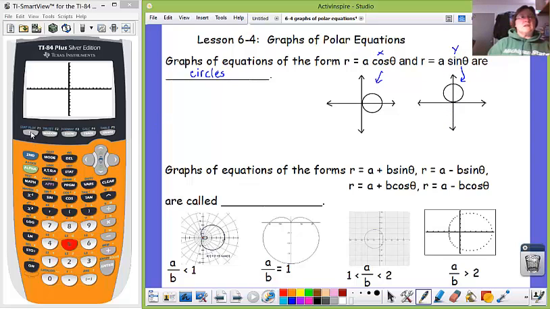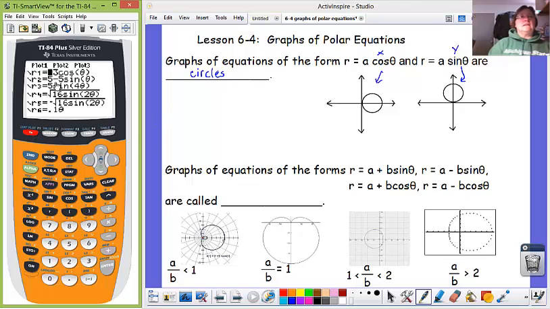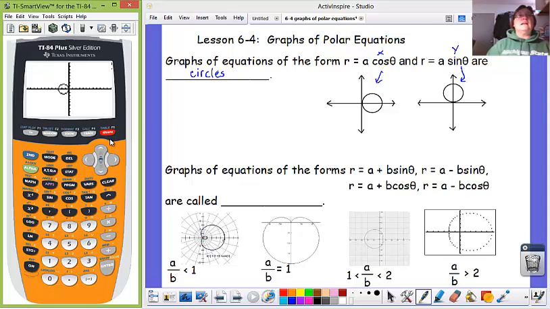I have one of these in my y equals that I'd like to show you right now. I have several graphs in there, but I want to only use them one at a time. I put in -3 cosine theta. The negative, what do you suppose will be the result of that? Let's take a look and see. Instead of being on the positive side of the x-axis, we're over here on the negative. And notice that the diameter of that circle is 3.